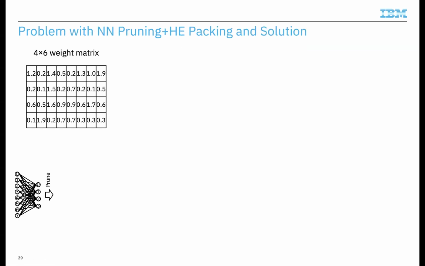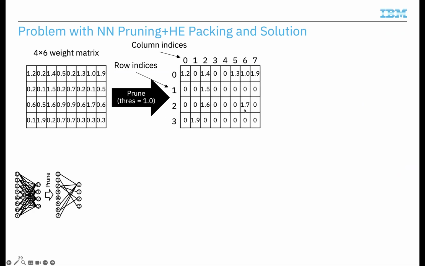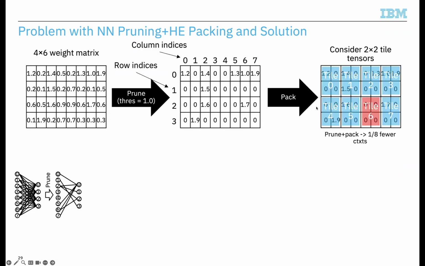The method I propose is rather simple, and I'll visually show it for ease of understanding. Let's consider a single dense layer represented as a 2D matrix here. Let's say we just do simple threshold-based weight pruning, and this is the resultant matrix. If we pack this into 2x2 tiles, remember that the Z dimension is just replication, so I will not show it for clarity. So if we pack it like this, we just see that there's a single tile that has all zeros. So the savings is 1 out of 8.